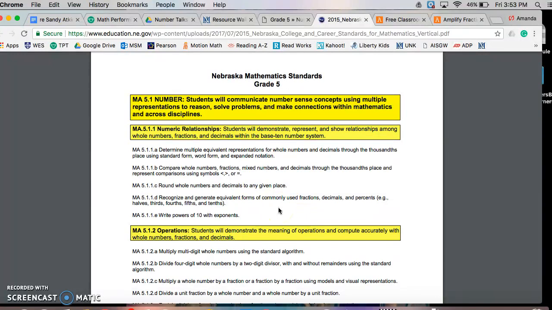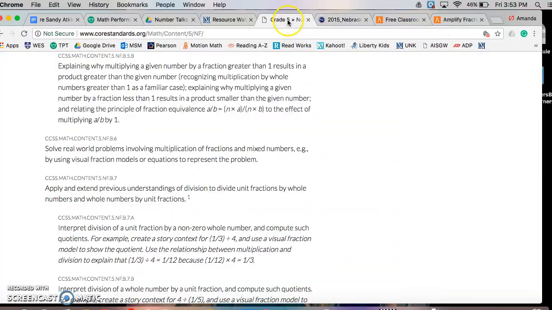As many of you know, I teach outside of Northwest Washington, D.C., and we follow the Common Core standards. So Amplify Fractions, and more specifically the daily fraction, is going to connect right here with solving real-world problems involving multiplication of fractions and mixed numbers, and really focusing in on using visual fraction models or equations to represent the problem. That is a huge focus for me this year, multiple representations.